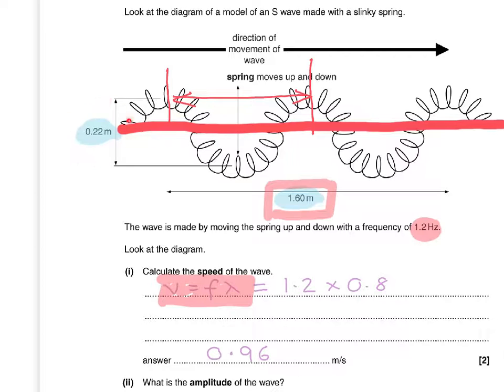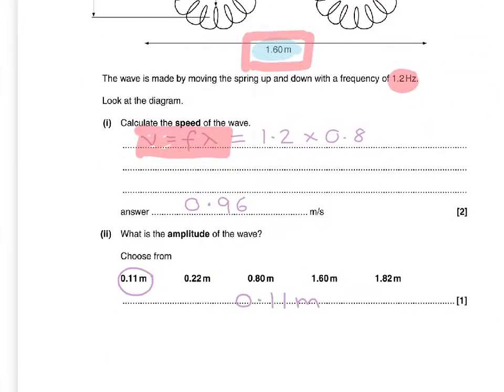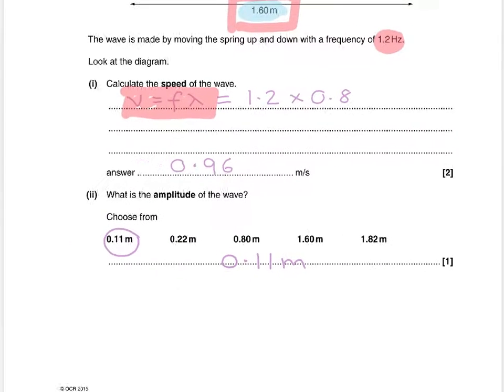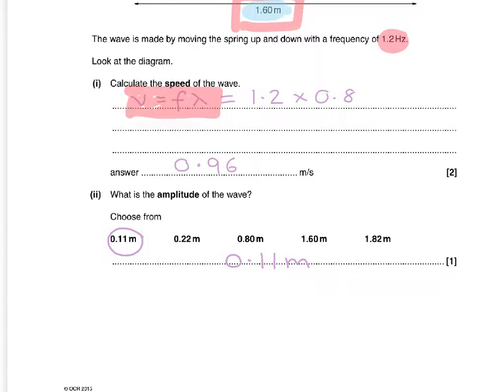So again, this 0.22 meters is the wrong value. Okay, so we actually want half of that value. So if we go back to the question, what is the amplitude of the wave? Well, it's not 0.22 meters, it's actually 0.11 meters, and you should have written that answer there.